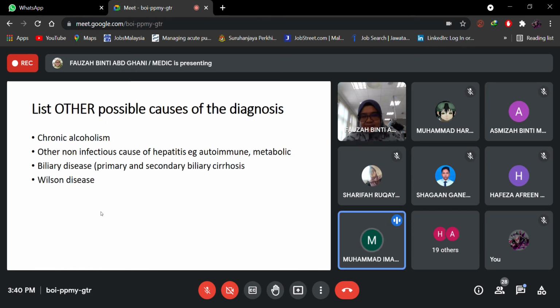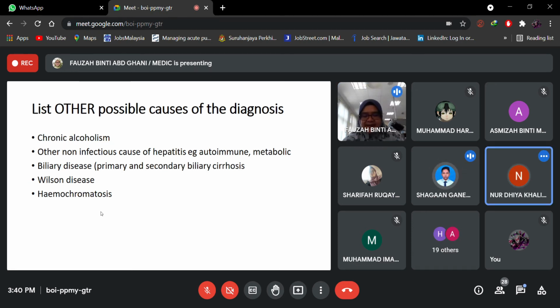Is it excess copper that's stored in the liver? Yes, so the excess of copper will then injure the liver parenchyma. Okay, so hemochromatosis, was it mentioned just now, do you remember? Okay, so what about hemochromatosis? Iron, doctor. Iron, okay, yeah.